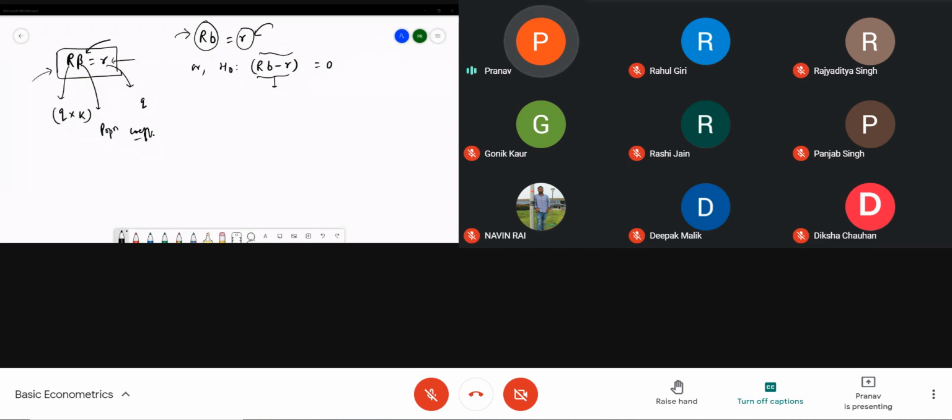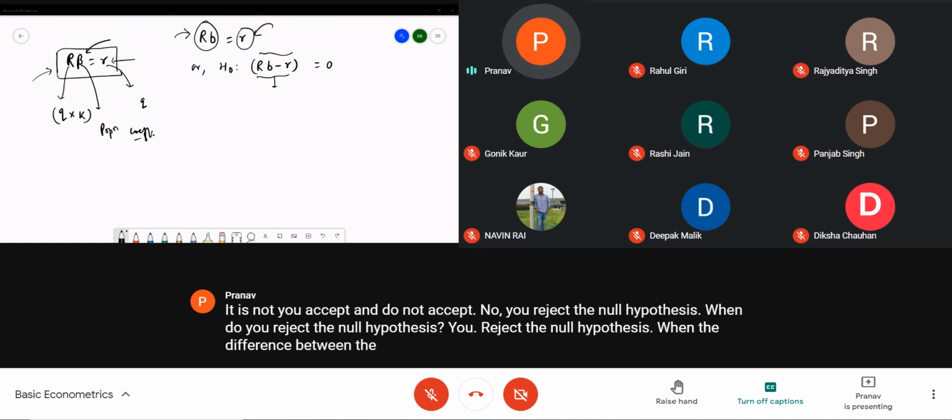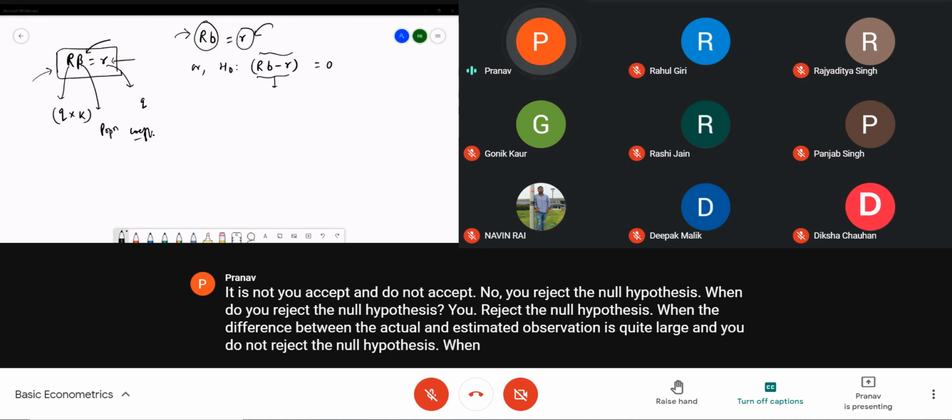It is not "you accept" and "do not accept." No, you reject the null hypothesis. When do you reject the null hypothesis? You reject the null hypothesis when the difference between the actual and estimated observation is quite large. And you do not reject the null hypothesis when that difference is small.